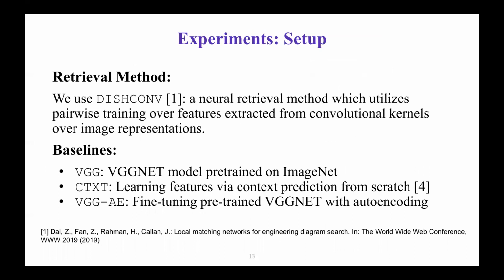We use retrieval methods used in the prior work. We consider the following baselines. VGG is a fixed pre-trained model used in prior work. CTXT is using context prediction to train a feature extractor from scratch, while VGG-AE uses an auto-encoding objective instead of context prediction to fine-tune the pre-trained model.